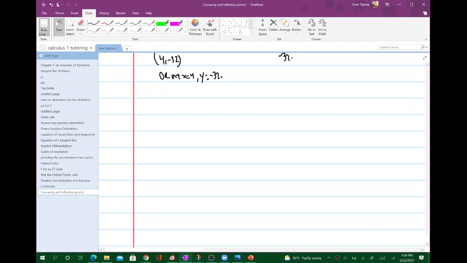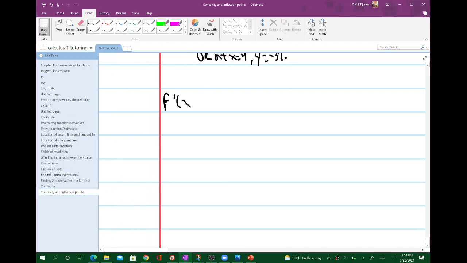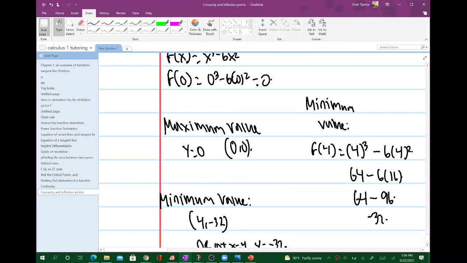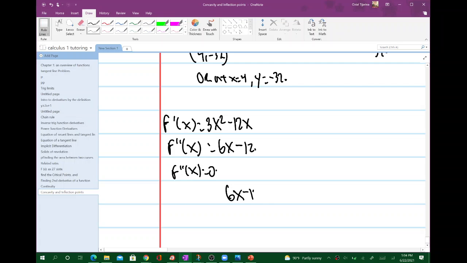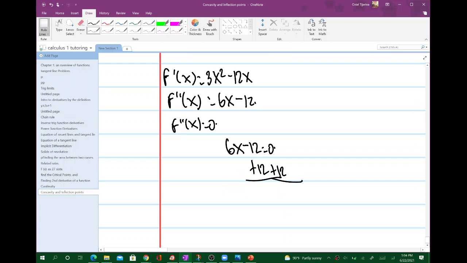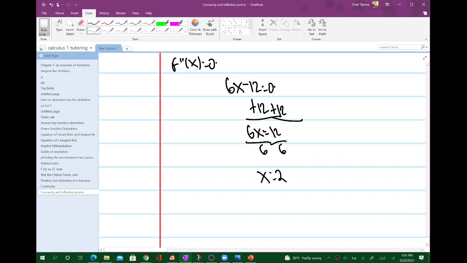So we know f prime of x is equal to 3x squared minus 12x. And if we do f double prime of x, that's going to be 6x minus 12. So basically f double prime of x equals 0. If we do 6x minus 12 equals 0, we add 12 on both sides, then we have 6x equals 12, and we divide by 6 on both sides, and then that's going to be x equals 2, right?